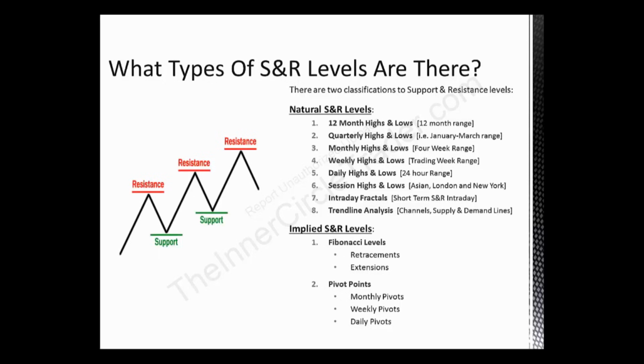So now, what types of support resistance are there? Well, there are two types of support resistance, and in my own understanding, okay, I dub them as natural support resistance levels and implied support resistance levels. Now, what is a natural support resistance level? One would be obviously a 12-month high or low, and that would be the range, the highest price in the last 12 months and the lowest price in the last 12 months. That are basically your 52-week highs and lows.